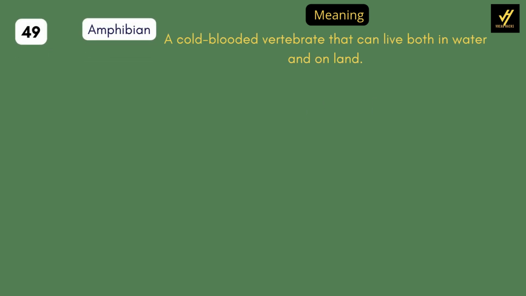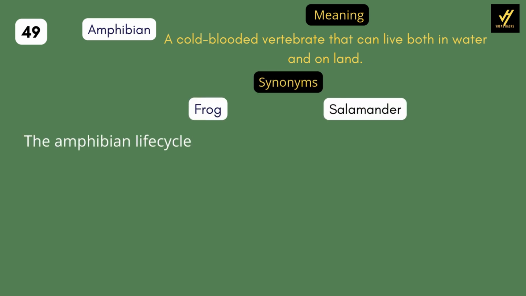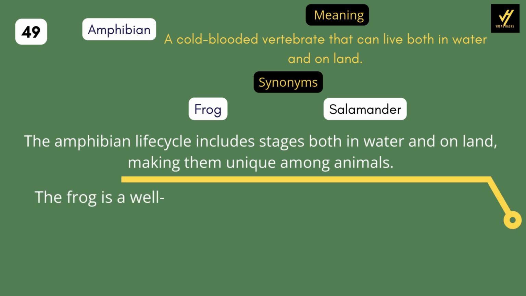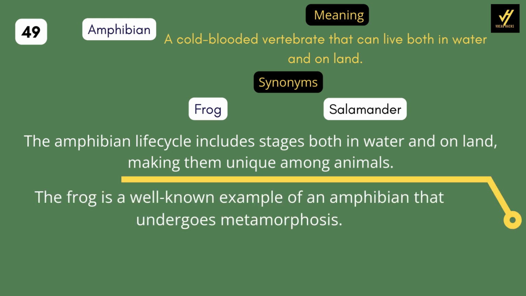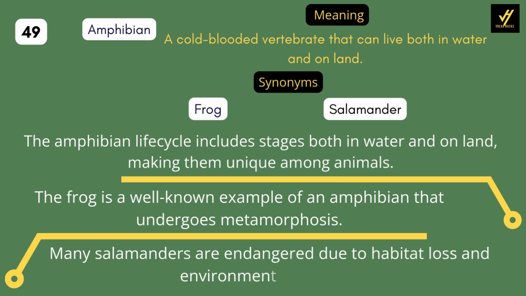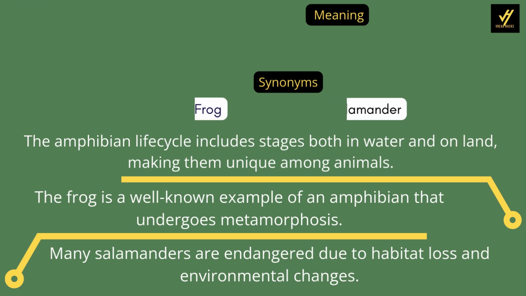Amphibian, a cold-blooded vertebrate that can live both in water and on land. Frog, salamander. The amphibian life cycle includes stages both in water and on land, making them unique among animals. The frog is a well-known example of an amphibian that undergoes metamorphosis. Many salamanders are endangered due to habitat loss and environmental changes.